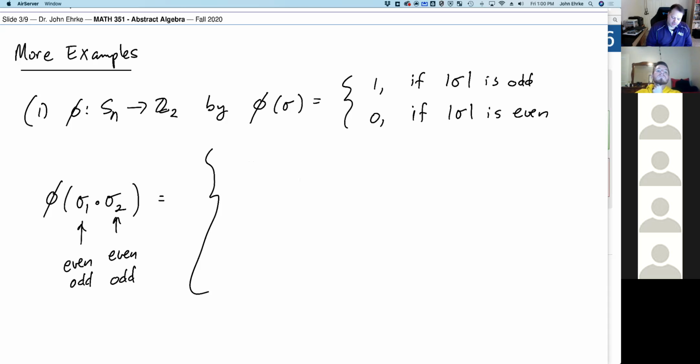And what I want you to see is, let me denote it this way, phi 1 even composed with phi 2 even. That's where they're both even. So if they're both even, what would we get? Still even. So this would map to 0, right? If we did phi 1 even, phi 2 odd, what would we get?